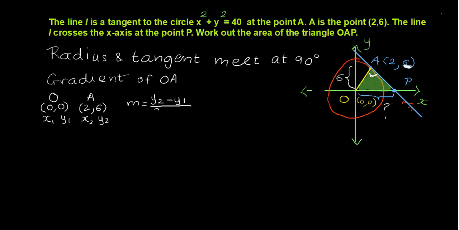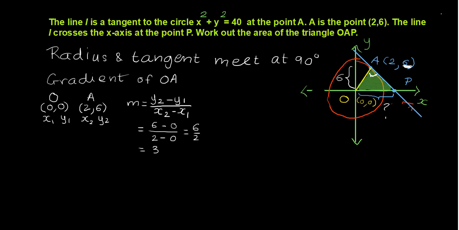Whenever you've got any two coordinates on a straight line and you want to find the gradient of the line, you can use this formula. Y2 minus y1 represents the vertical distance between the two points, and x2 minus x1 represents the horizontal distance between the two points. So I'm going to have y2, which is 6, minus y1, which is 0, divided by x2, which is 2, minus x1, which is 0. So that's 6 over 2, and your gradient is 3.